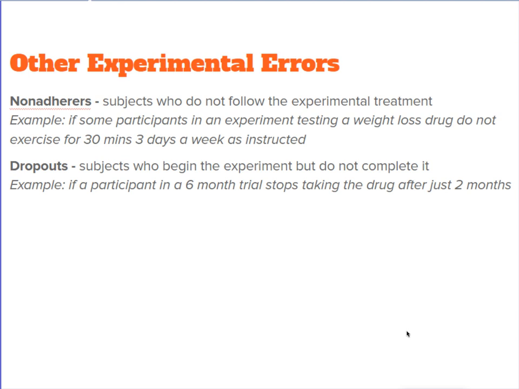Because if the pill requires exercise for it to work, and they don't exercise, then they're not doing the treatment the way that we prescribed them to, and it could mess with our results. So non-adherers are one problem, and then dropouts are another. You'll have people who will stop in the middle of the experiment. So if we're testing this drug for 6 months, and they stop taking it after 2 months, now they've shrunk our sample size because we can't really use their 2-month data and compare it to everyone else's 6-month data. So that would cause problems as well.